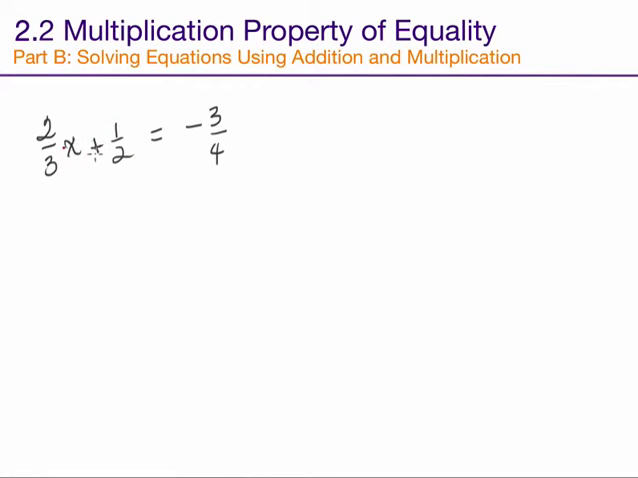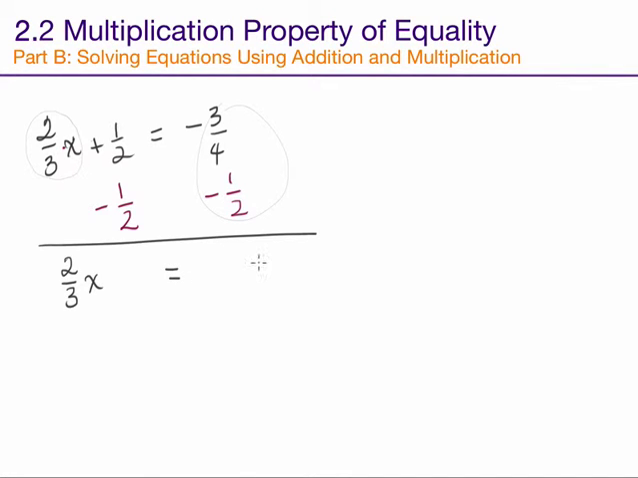To get rid of this number, it's added to the left-hand side right now, I want to subtract it. If I subtract it from the left, I must also subtract it from the right. That gives me 2/3 x, because I haven't done anything to that yet, plus 1/2 minus 1/2, which is plus 0, and I don't need to write that, equals whatever this is.